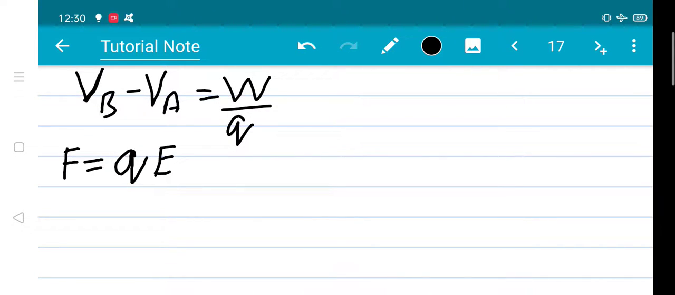Good morning, students. So today we'll find the relation between electric potential and electric field. Now we already know that VB minus VA, that is the potential difference between points A and B, is equal to the work done upon charge Q. More accurately, modulus of VB minus VA equals W upon Q.